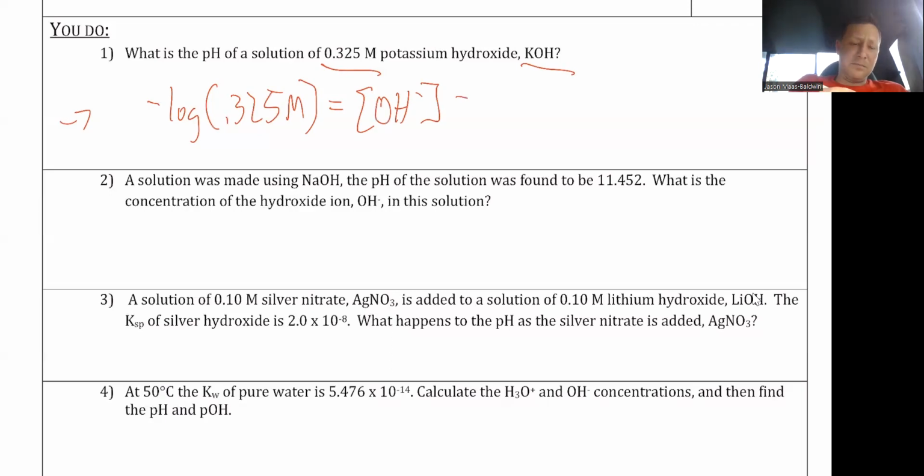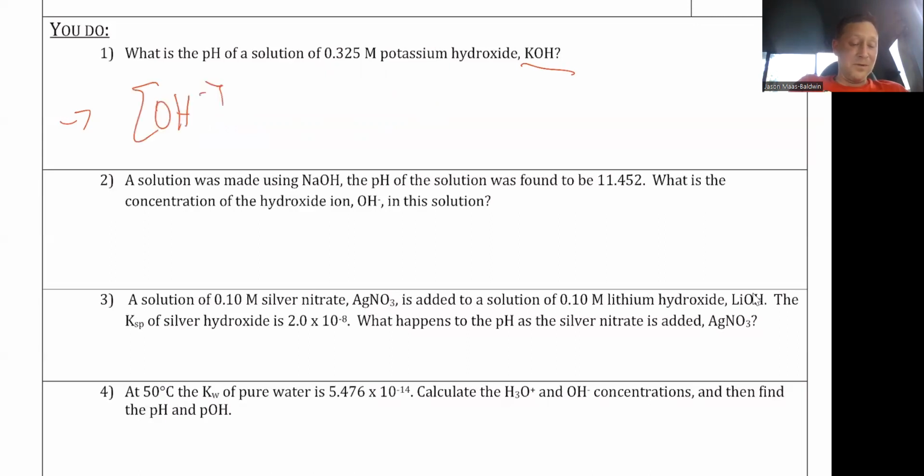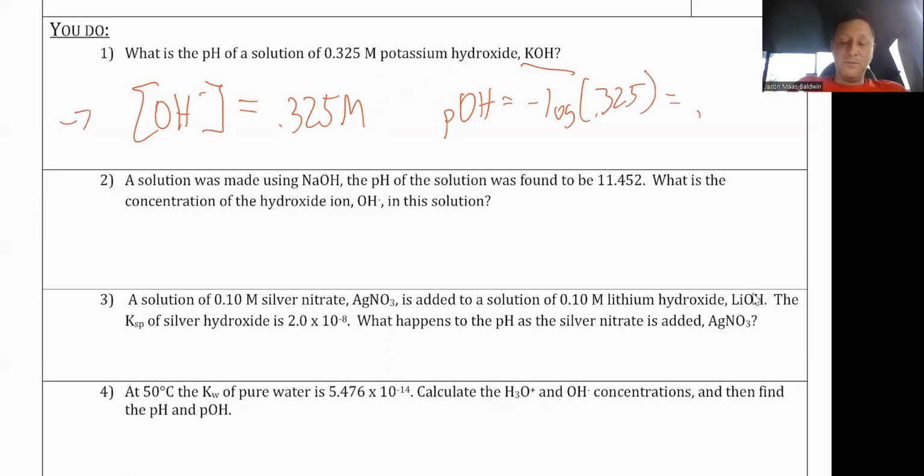Sorry, that makes no sense. I got ahead of myself there. So the OH minus concentration is 0.325 molar, since all of the potassium hydroxide dissociates. And then if we take the negative log of that, that's going to give us our pOH, since that's our OH minus concentration. The pOH is the negative log of 0.325, which gives us 0.488. That is the pOH.